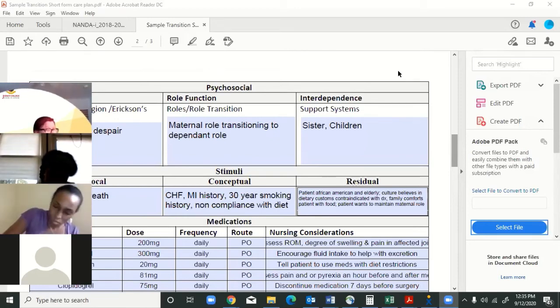For this person, I didn't put the body image, but I did put the Erikson stage, which for her would be either integrity versus despair or generativity versus stagnation, depending on the age. And her religion is Christian. What's her role function? Well, she was in a maternal role, which means what? She's the main caretaker of the family, right? She's used to taking care of everybody, depending on what her culture is, how that role transitions.